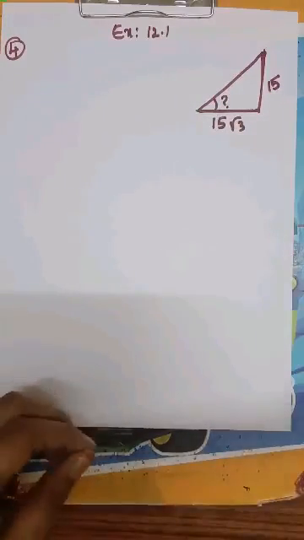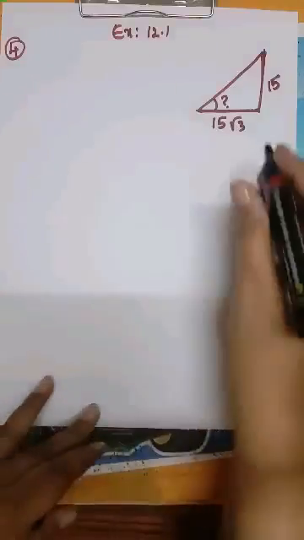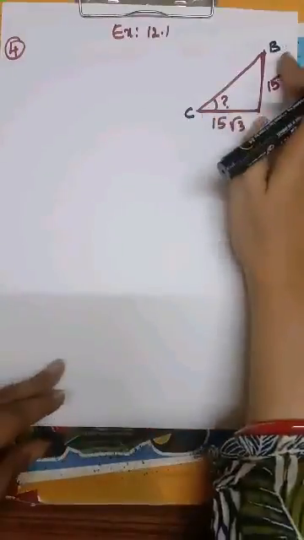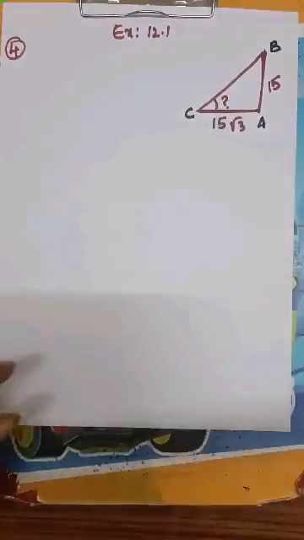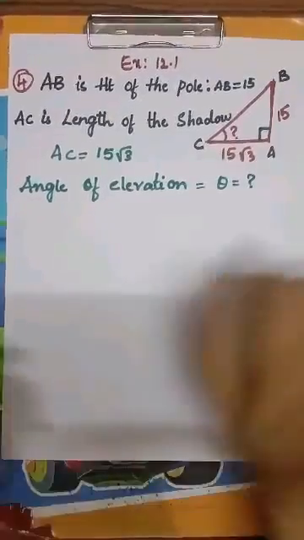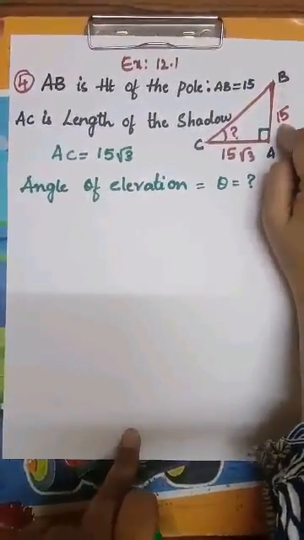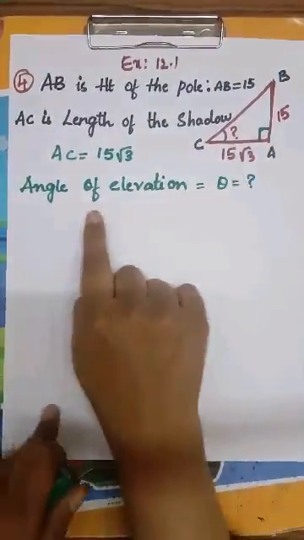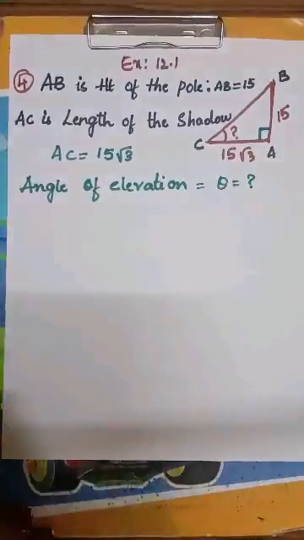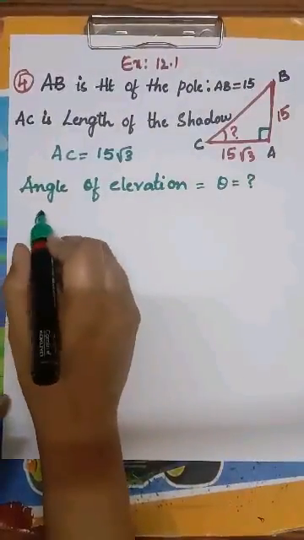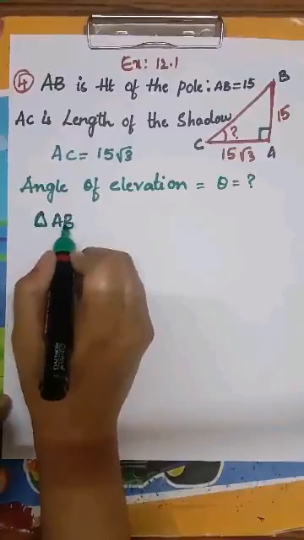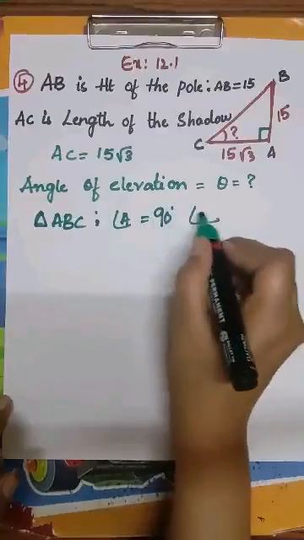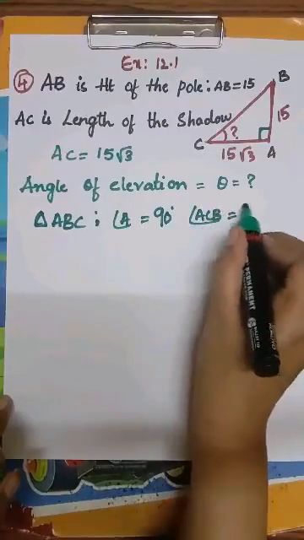So let's label the figure and write about the figure. A, B, C. AB is height of the pole. AC is length of the shadow. AB is height of the pole, that is 15 meters given. AC is length of the shadow, that is 15√3 is given. Angle of elevation we are taking as theta. We have to find this. Consider the triangle. In a triangle ABC, angle A is 90 degrees and angle ACB is equals to theta.